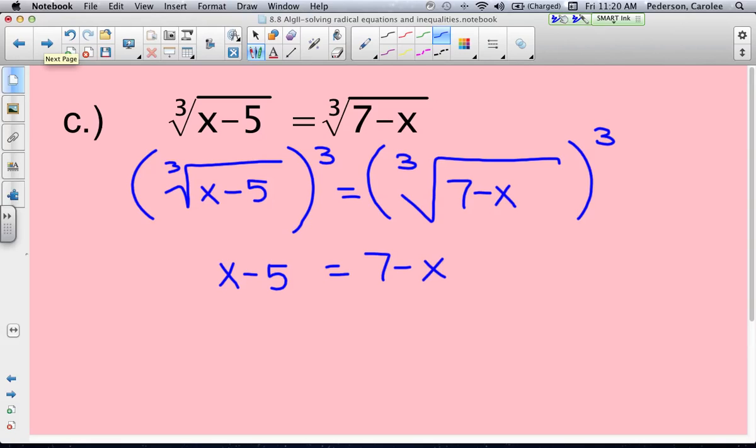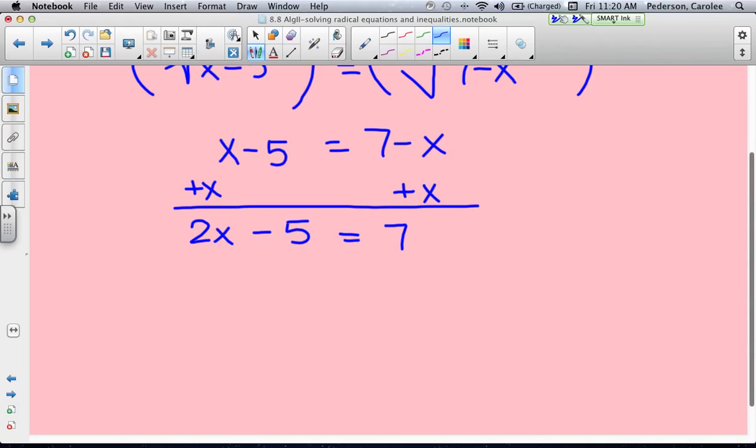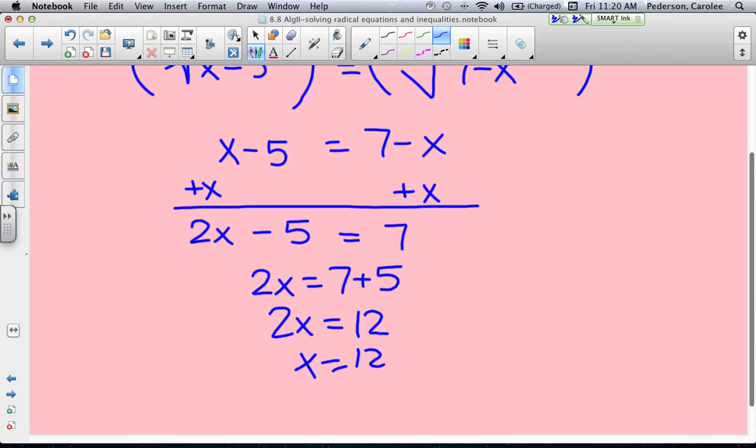Now we solve this linear equation for x by combining like terms. So I'm going to add an x to both sides to cancel the x's on the right. And then x plus x is 2x. And the next thing I'll do is add 5. 7 plus 5 is 12. And then divide by 2. And we get 12 divided by 2 is 6.